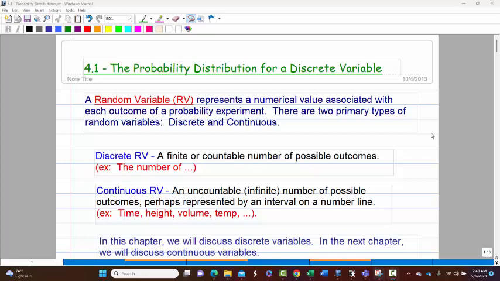Hello, this video is section 4.1 from the Larson book, the probability distribution for a discrete variable. Now the first definition we're going to look at, a random variable. It must represent a numerical value associated with each outcome of a probability experiment. So they can't be categorical word responses, they have to be numerical.